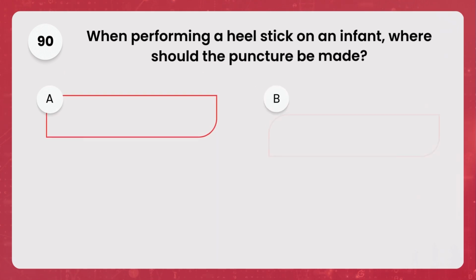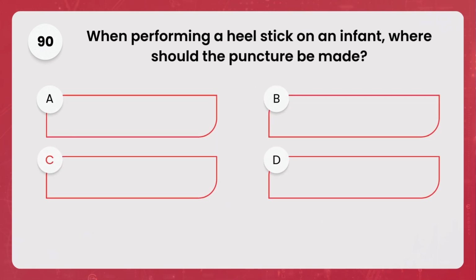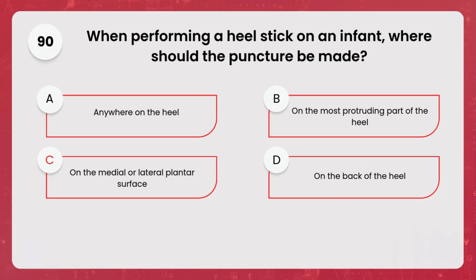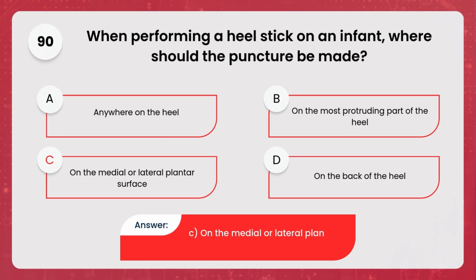Number 90. When performing a heel stick on an infant, where should the puncture be made? A. Anywhere on the heel. B. On the most protruding part of the heel. C. On the medial or lateral plantar surface. Or D. On the back of the heel. The answer is C. On the medial or lateral plantar surface.